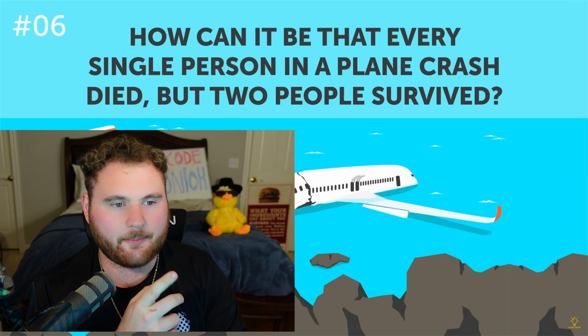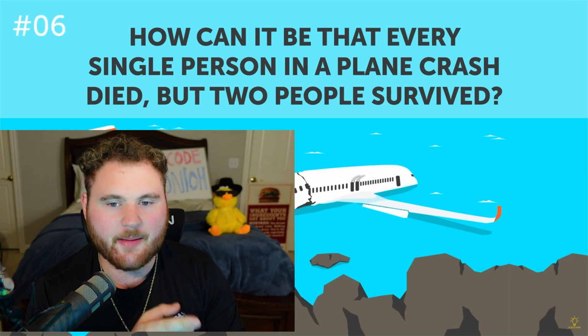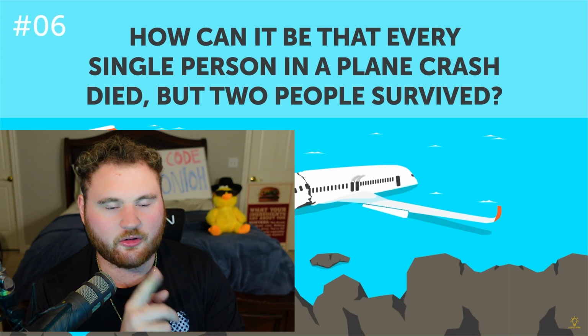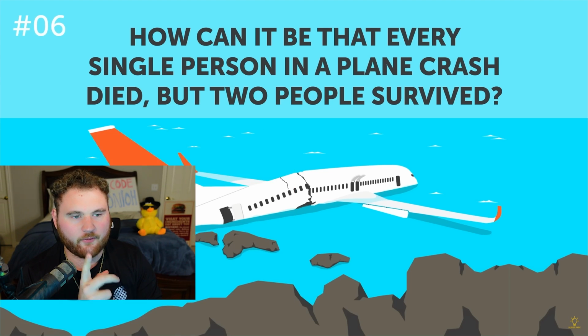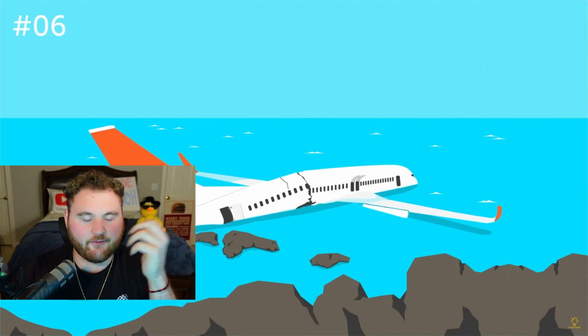Every single person in a plane crash died, but 2 people survived. But 2 people are considered a couple, because a 2 is a couple, and a single is just single. So if the 2 people are a couple, they survived, but the single people didn't. I'm just gonna go for it. The 2 people that are a couple survived. If this isn't the right answer, then I have no idea.